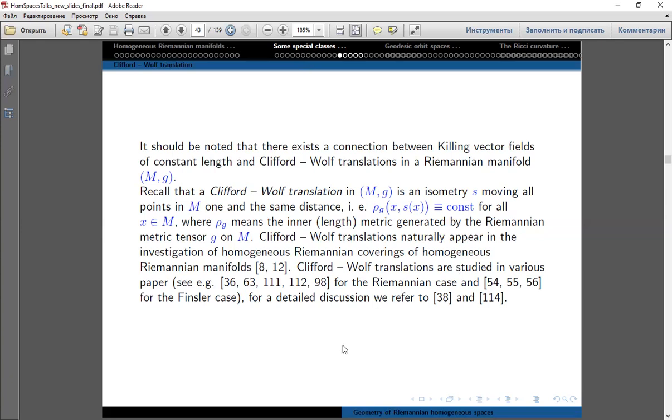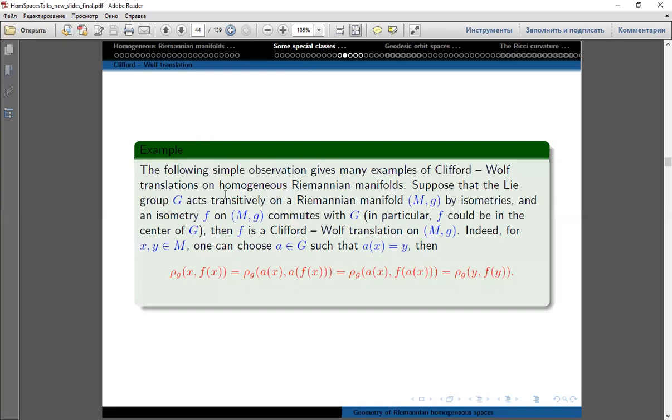Such translations are studied in various papers. Not only for the Riemannian case, but also for pseudo-Riemannian and Finsler cases, and of course it can be studied for any metric space because the definition is very easy, purely metrical. For example, we now have a series of results on finite homogeneous metric spaces, obtained jointly with Professor Berestovsky, but it's another story.